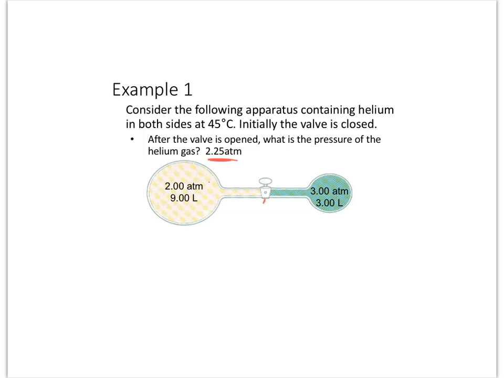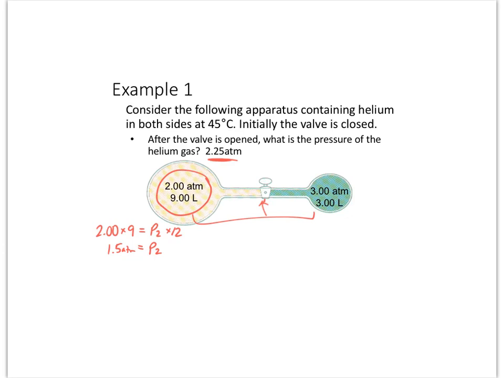What we can do here is treat this portion of gas independently of the other portion. So we could do P1V1 equals P2V2. P1 would be 2 atmospheres, V1 would be 9 liters. The new pressure is what we're solving for, and the new volume is the total volume of the container once I take that stopper out, which would be 12 liters. So the new pressure of the yellow portion of the gas would be 1.5 atmospheres.